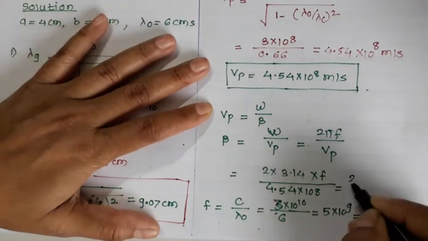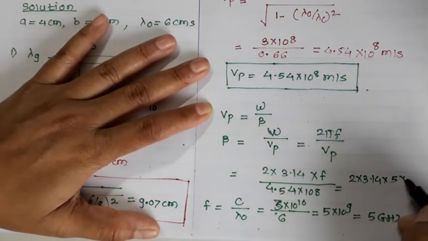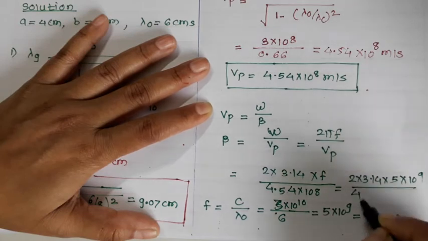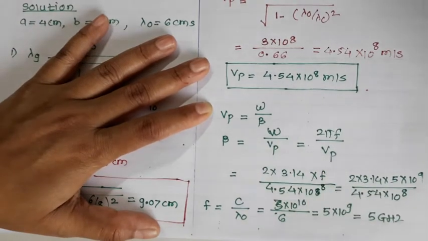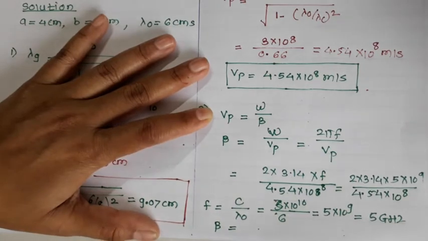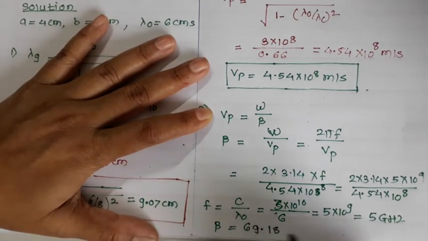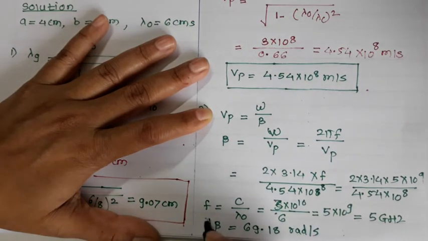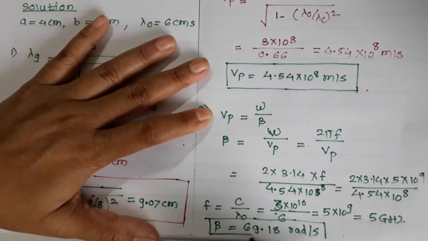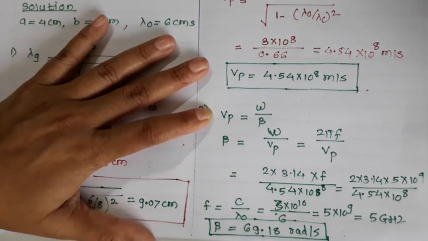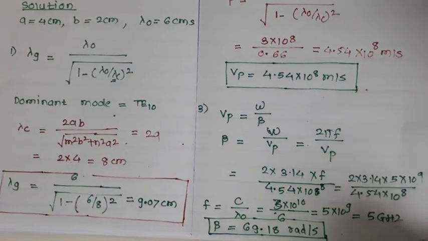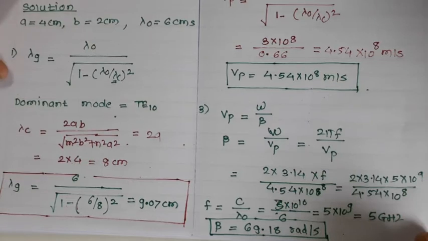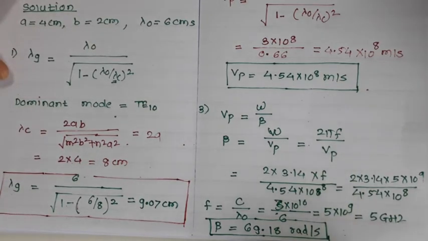So 2 into 3.14 into 5 into 10 raised to 9 divided by 4.54 into 10 raised to 8, sorry, here 10 raised to 8. So this beta right now will be 69.18 radians per second. So the unit of this phase constant is radians per second. So this is the way we can calculate the guide wavelength, phase velocity. If you know the phase velocity, you can easily calculate the phase constant. Okay? So 69.18 radians per second.